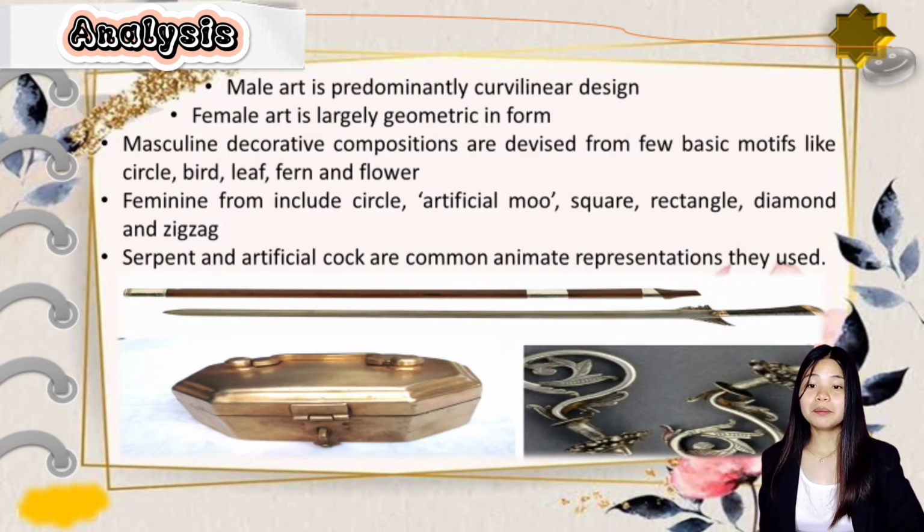In general, Muslim male art is predominantly curvilinear design, while female art is largely geometric in form. Masculine decorative compositions are devised from few basic motifs like circle, bird, leaf, fern, and flower, while feminine include the circle or artificial moon, square, rectangle, diamond, and zigzag. And lastly, serpent and artificial cock are common animate representations they use, just like shown in the picture below.